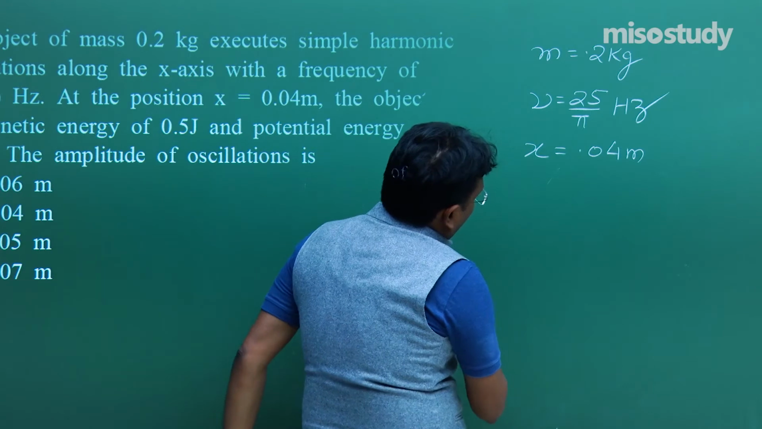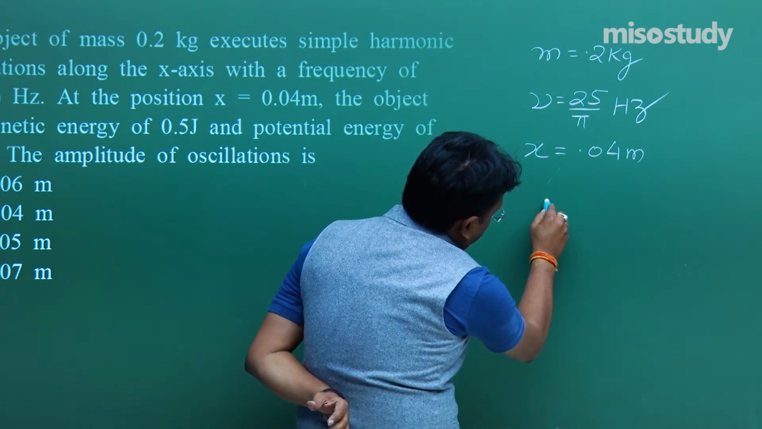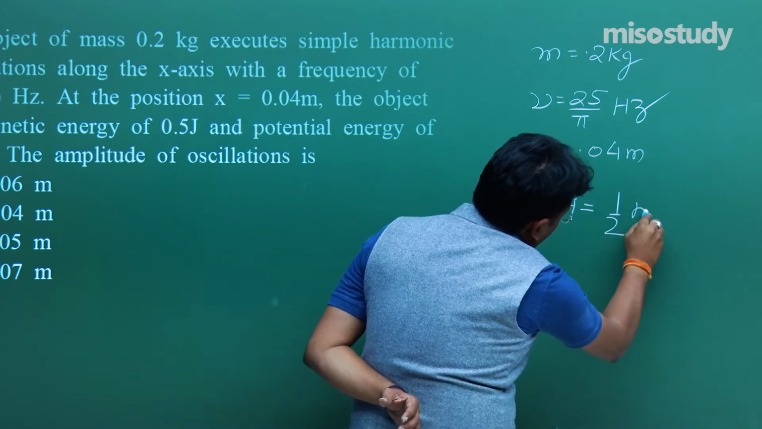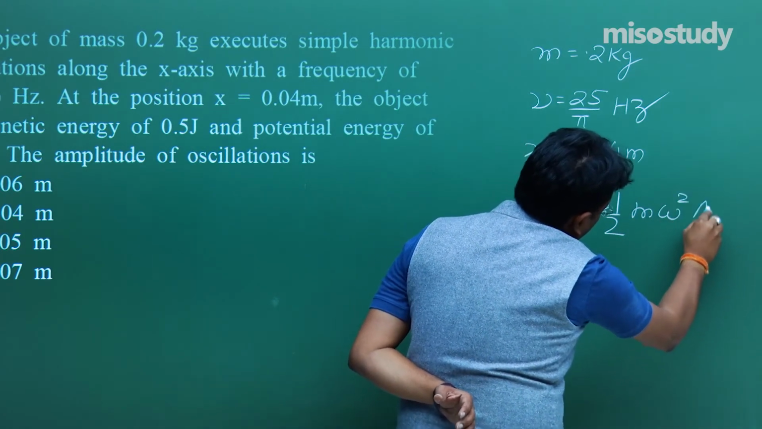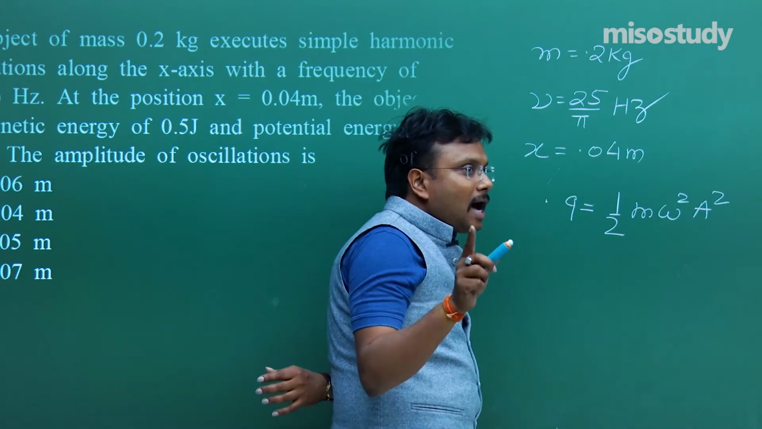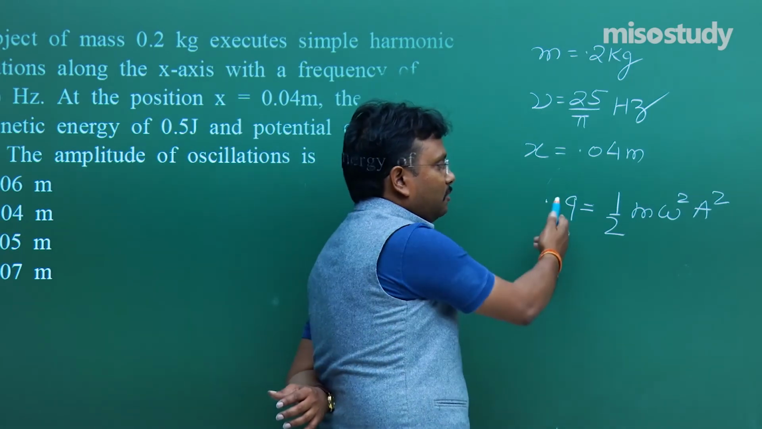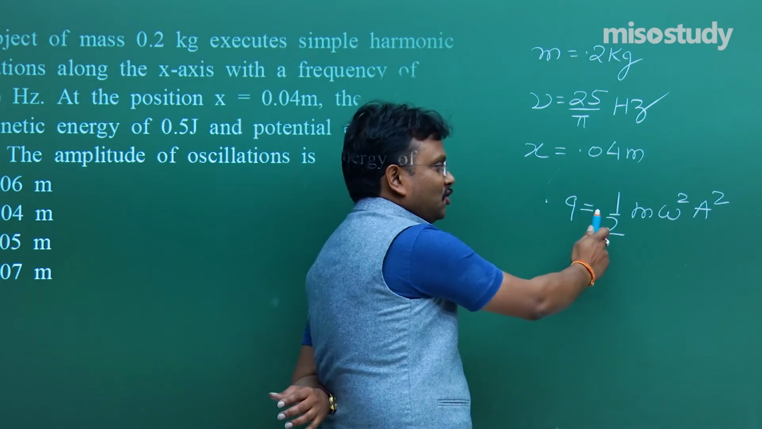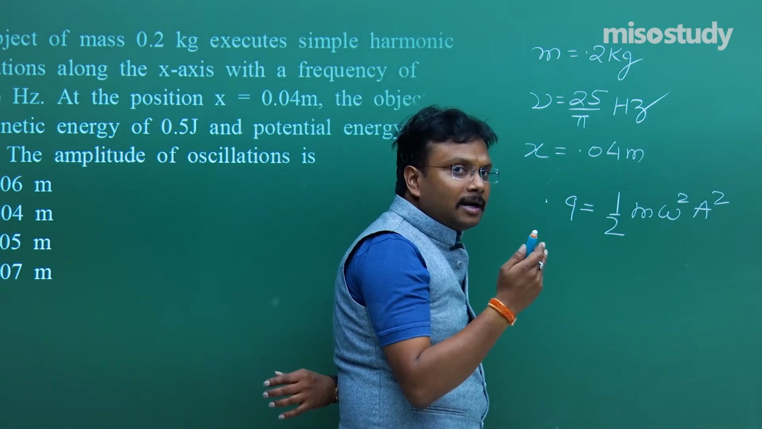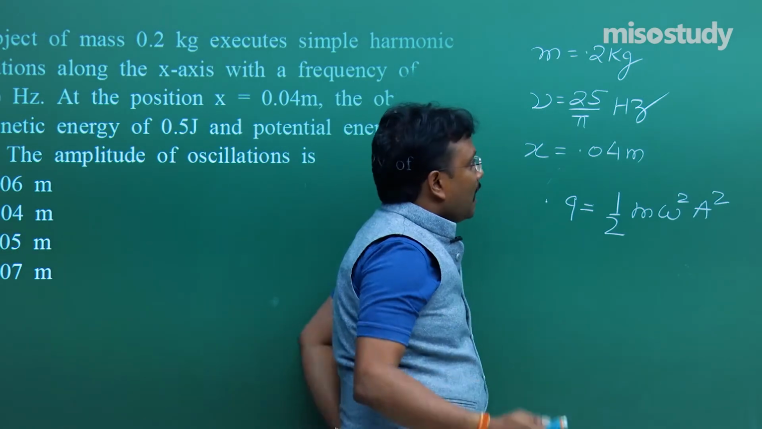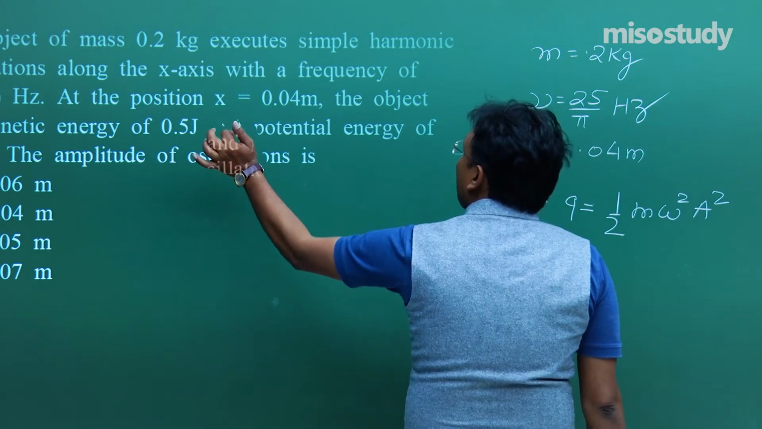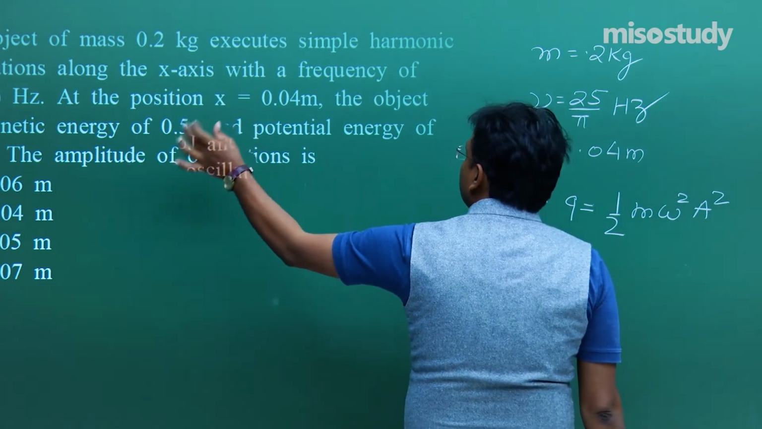Now what I am going to write down directly: 0.9 is equal to half m omega square a square. Whoever has been with me for the last 35-40 minutes will say yes, kinetic energy is equal to half m omega square a square. We started with question 1, 2, 3 like that. So directly I mentioned it, and over here what I did, I used 0.5 plus 0.4, meaning total energy.